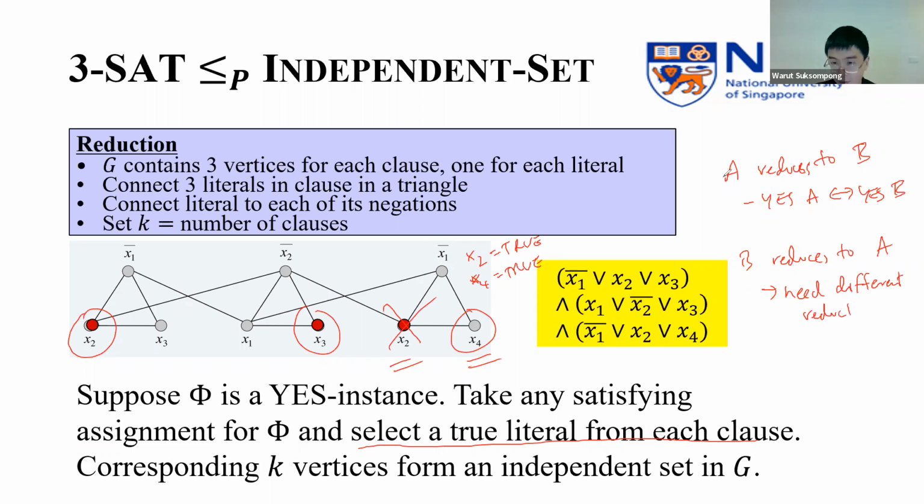And if you need a different reduction, then what you've shown in the reduction from A to B about yes of A if and only if yes of B would be completely useless, right? Because if the reduction is new, then you have to start from scratch. So this yes of A if and only if yes of B would not carry over.